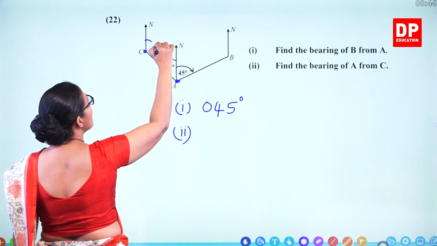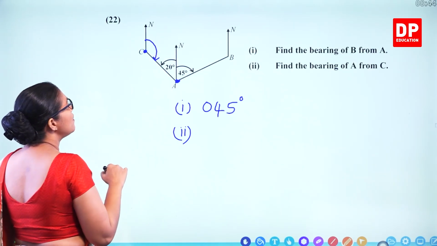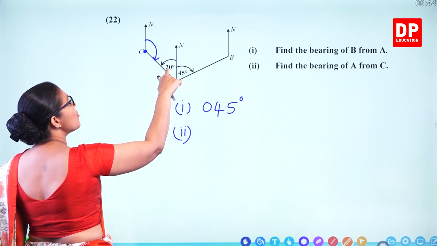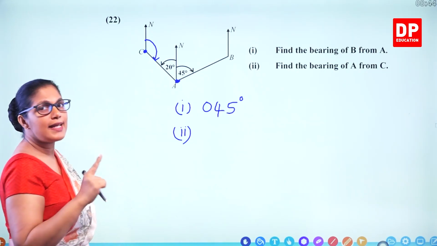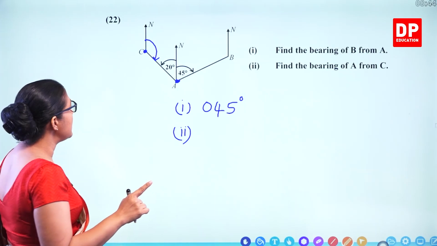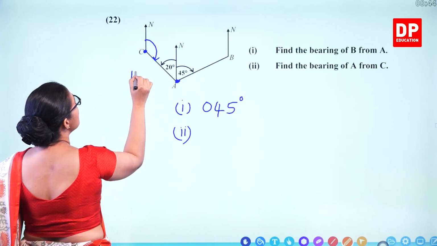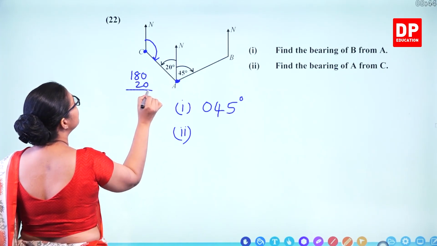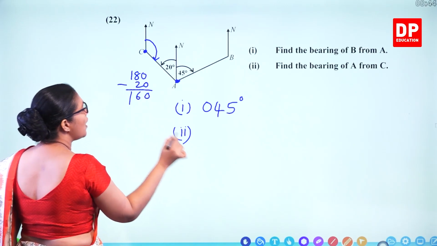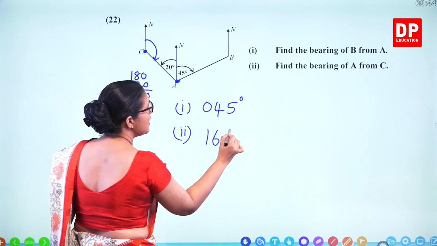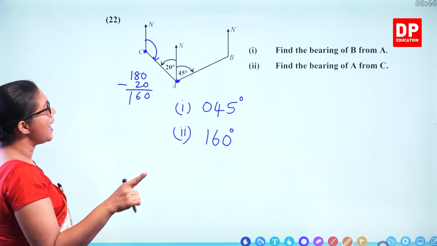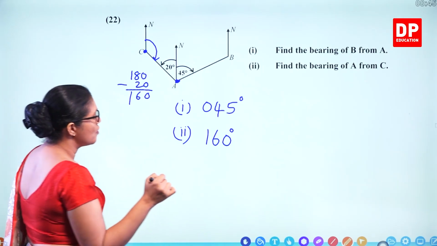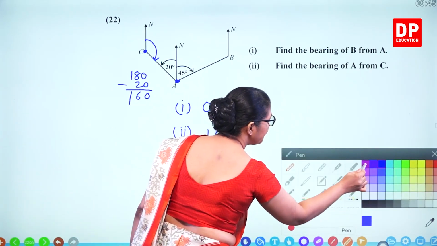C is here, from C means this angle we need. If this is 20, what is this one? Allied angles add up to 180. That's 180 minus 20. So 160. So that's the bearing of A from C. So 1 mark each.